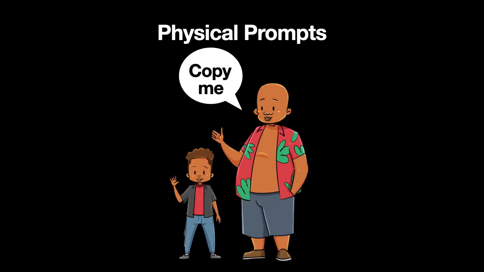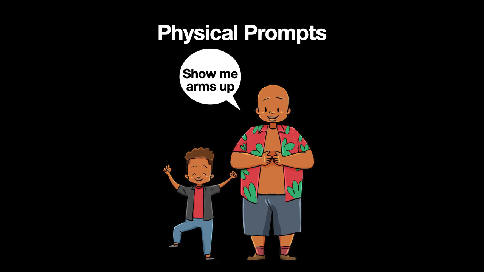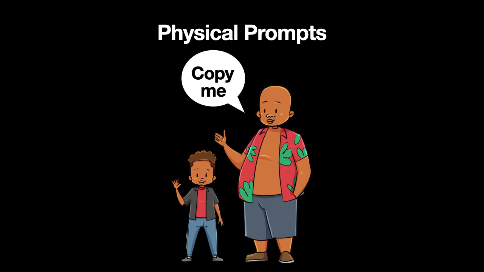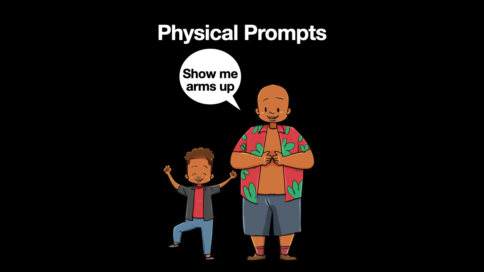Physical prompts are useful when teaching tasks that require a learner to complete some sort of physical movement, such as motor imitation or listener responding tasks, as long as he doesn't mind you moving his body. Typically, these types of prompts involve you gently guiding a learner's body to perform the action. If you want to teach the learner to imitate you when you wave your hand, you would say, "Copy me," then help him move his hand in a waving motion. If you were teaching him to put his arms up when you say, "Show me arms up," you would gently move his hands in an upward direction.